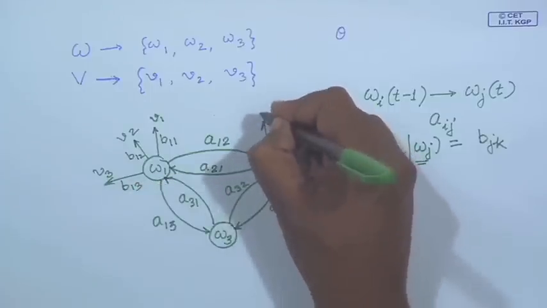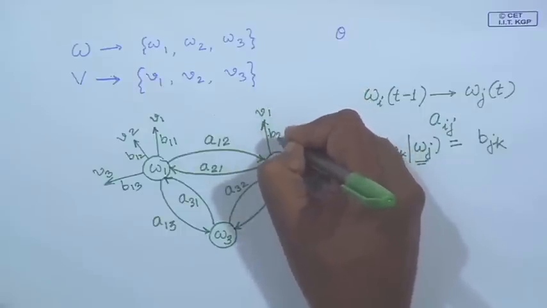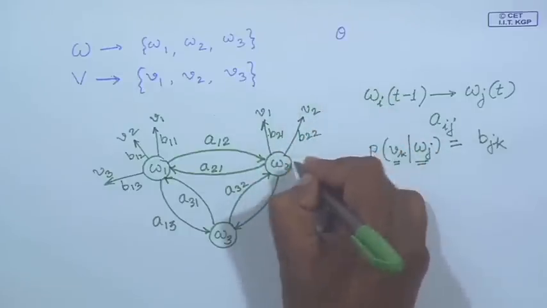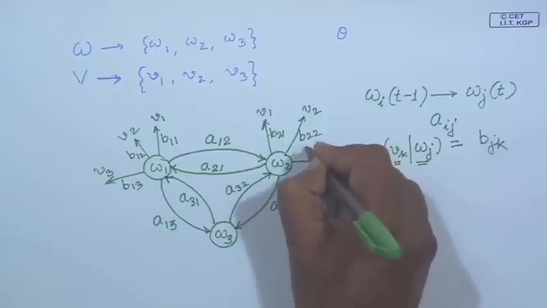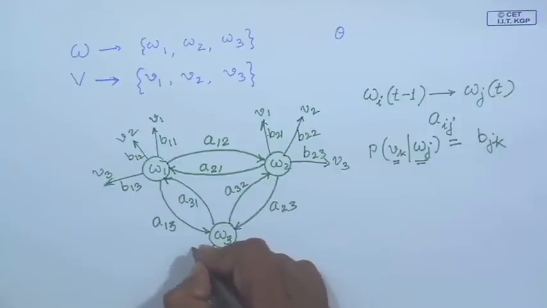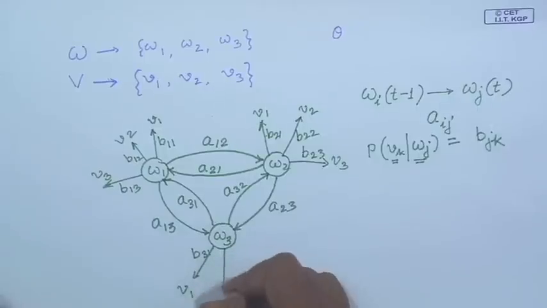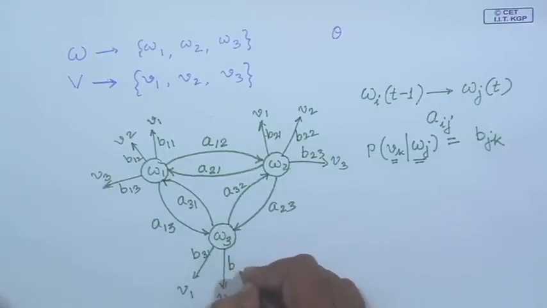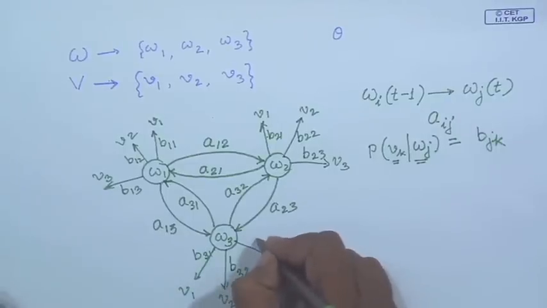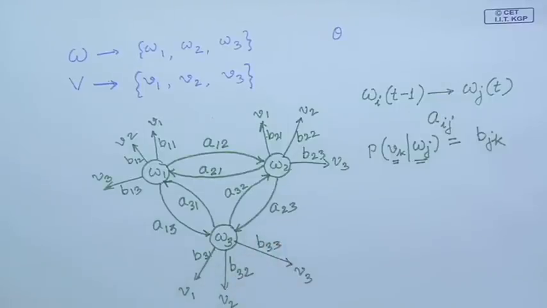Similarly, from omega 2, v 1 is emitted with probability b 2 1, v 2 is emitted with probability b 2 2, v 3 is emitted with probability b 2 3. From omega 3, v 1 is emitted with probability b 3 1, v 2 is emitted with probability b 3 2, and v 3 is emitted with probability b 3 3. So, these are the different probabilities of emission of the visible states from different hidden states of this hidden Markov model.